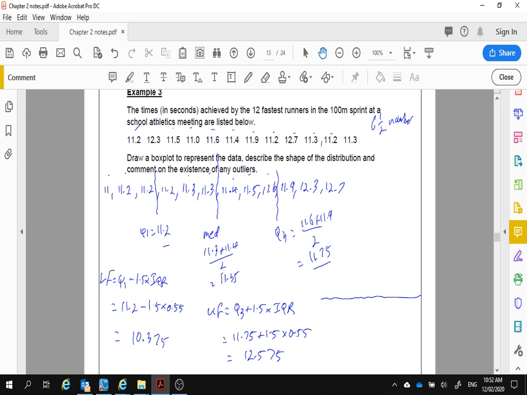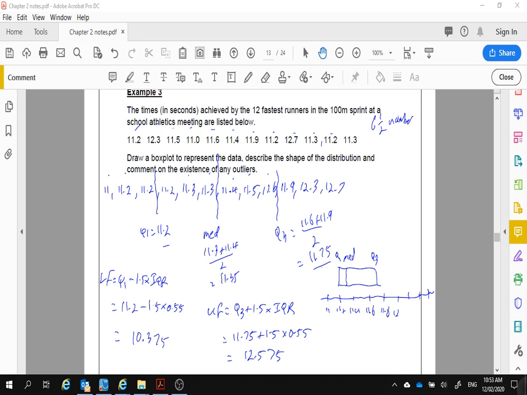Okay, we've got 11, and we're going to go to 12.7. 11.2, 11.4, 11.6, 11.8, 12, 12.2, 12.4, 12.6, 12.7 is out there. Okay, so I'm going to draw in my box first. 11.2, 11.35, and 11.75. I'm just going to go Q1, median, Q3.